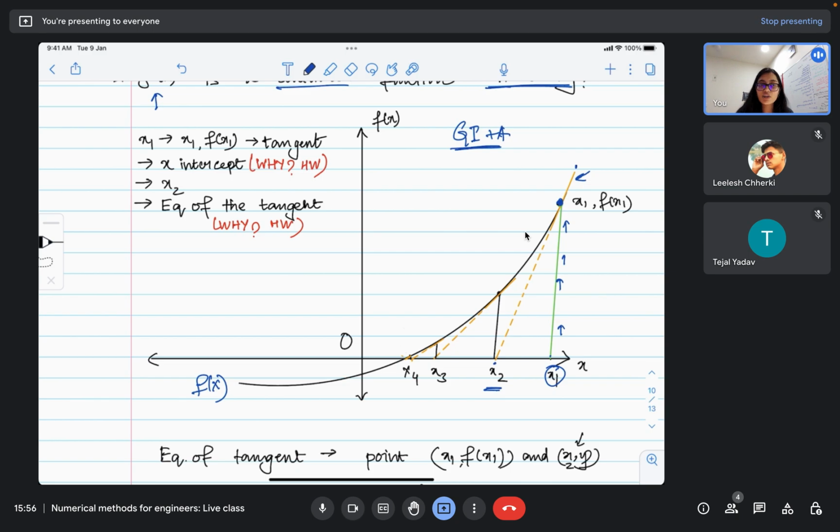You're correct, Leelesh. You're completely correct. But I just want to know what is your understanding? Yeah, Tejal. From tangent means we are trying to find the derivative at that point. Okay. So what will happen if we find the derivative at that point?